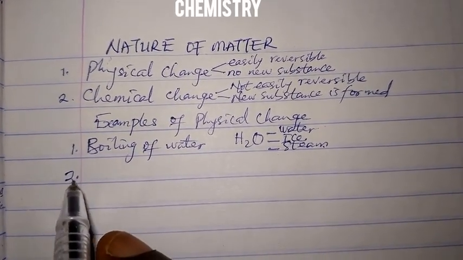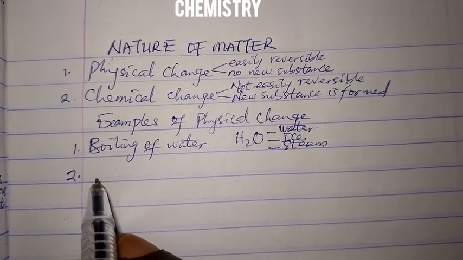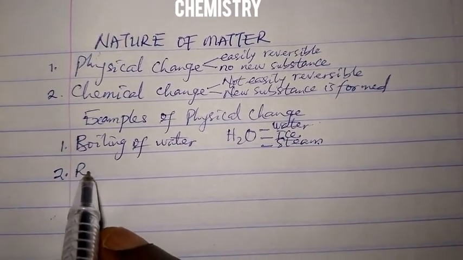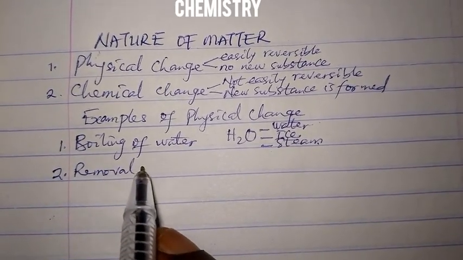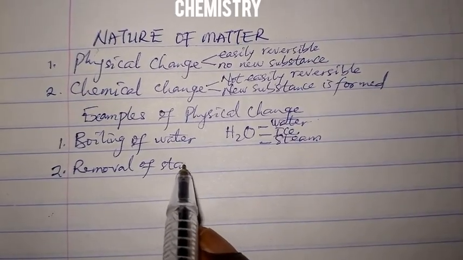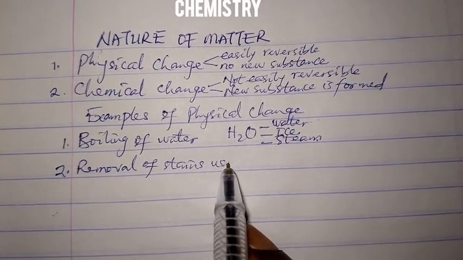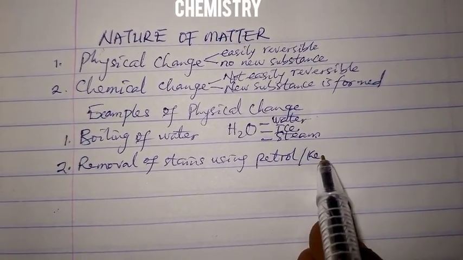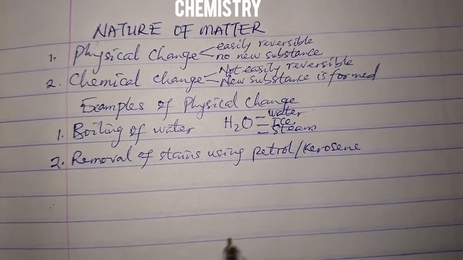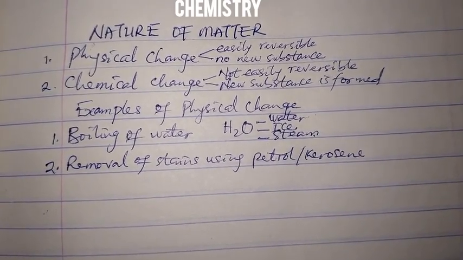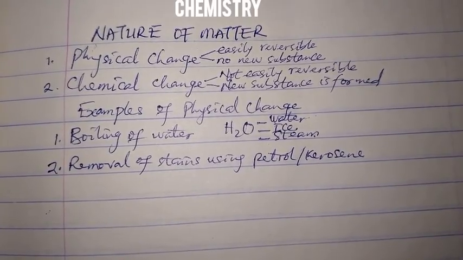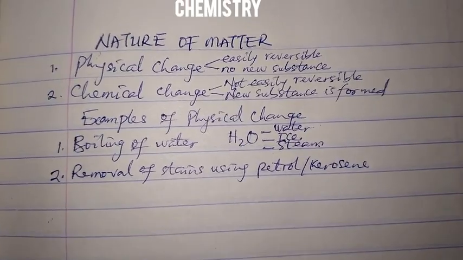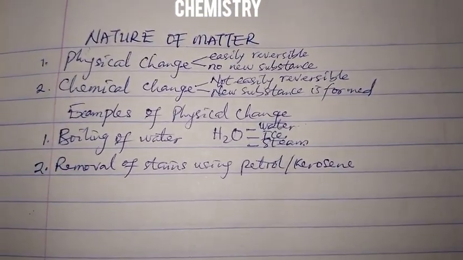Another example of physical change is removal of stains using solvents like petrol or kerosene. Okay, so removal of stains is a physical change. There is no new substance that is formed. The stain remains what it is, and the petrol or kerosene, which is the solvent, remains what it is, not affected, not altered.